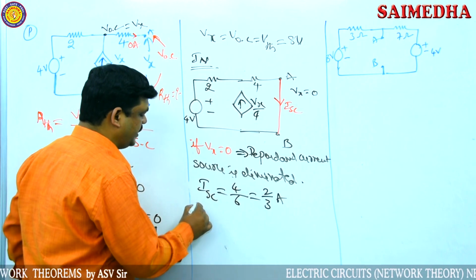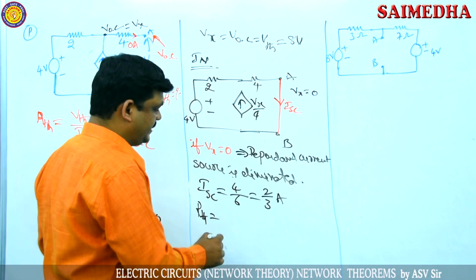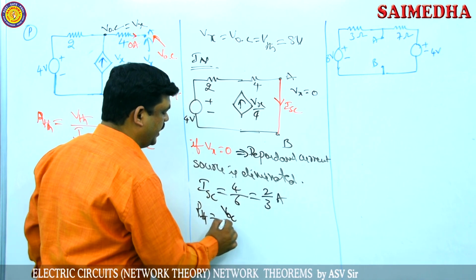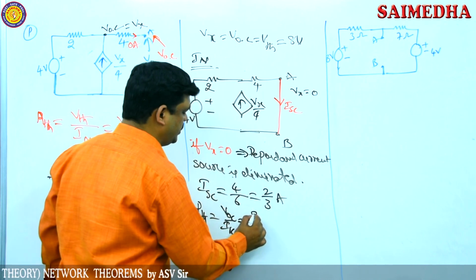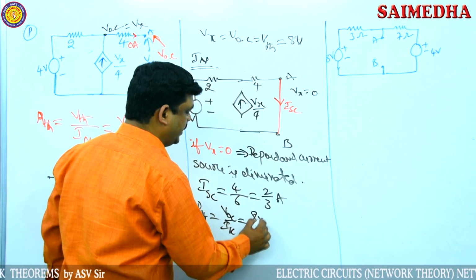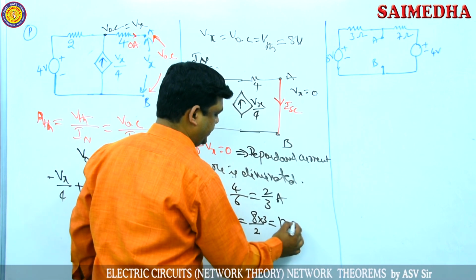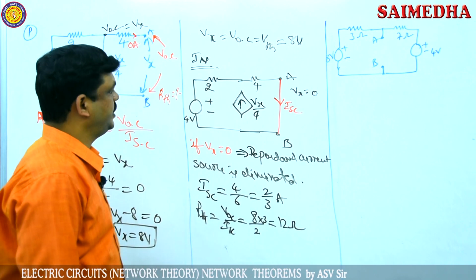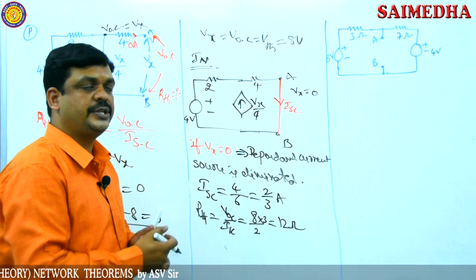Then Thevenin's resistance is VOC by ISC. VOC is 8 volts and ISC is 2 by 3. Now it gives 12 ohms resistance. 12 ohms resistance. So finally we got Thevenin's resistance, short circuit current and open circuit voltage.